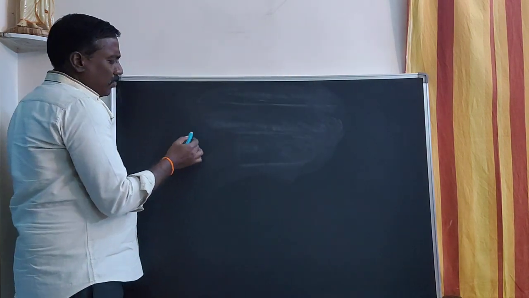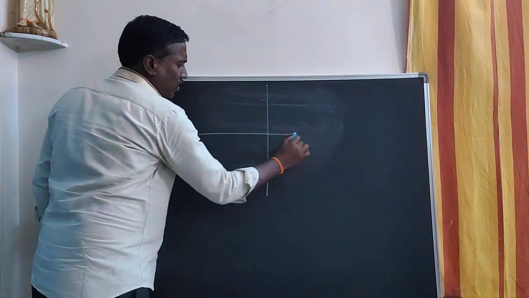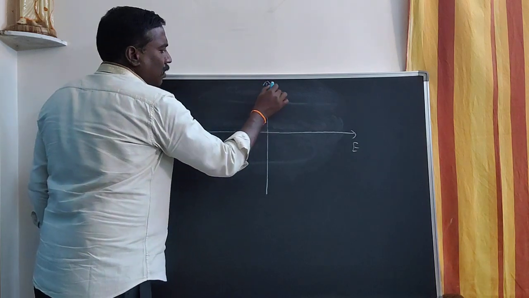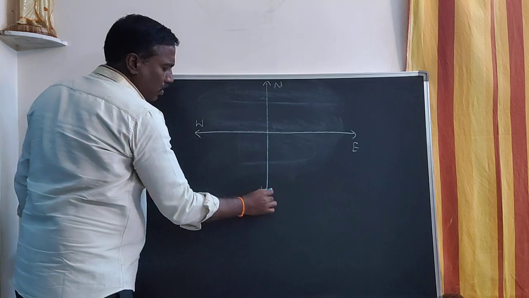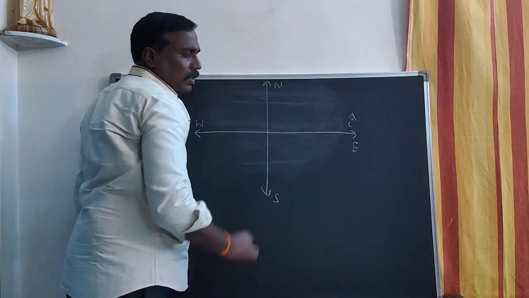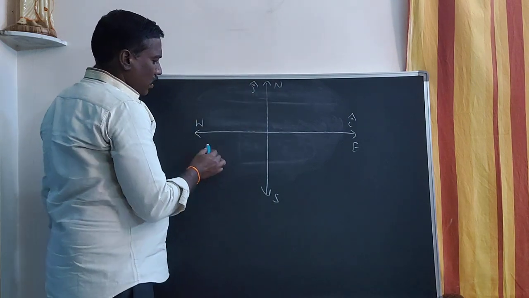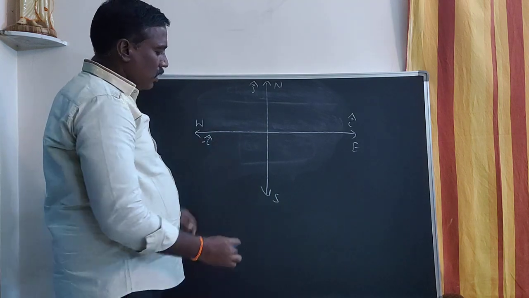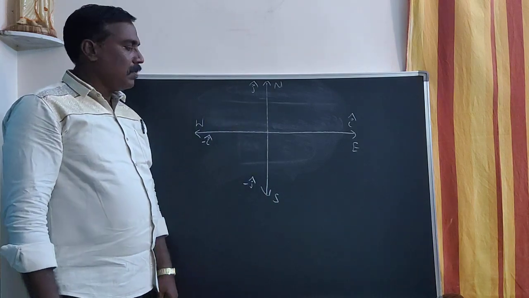Suppose this is east, this is north, west, south. I cap is the unit vector along east, j cap is the unit vector along north, minus I cap is the unit vector along west, minus j cap is the unit vector along south.